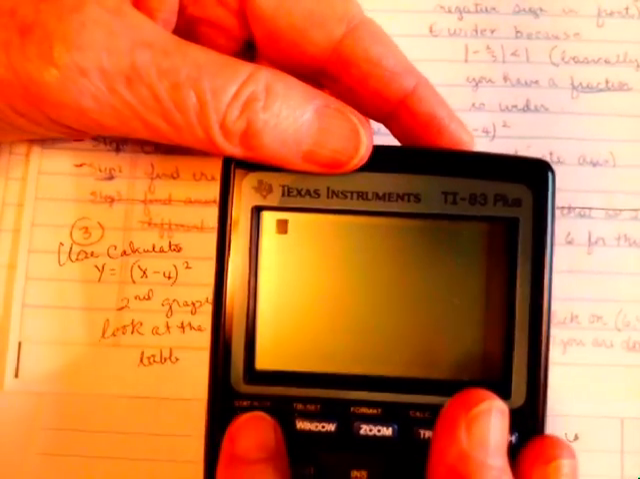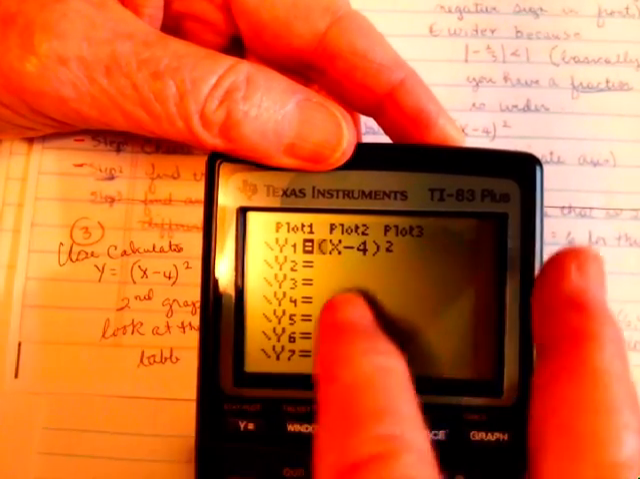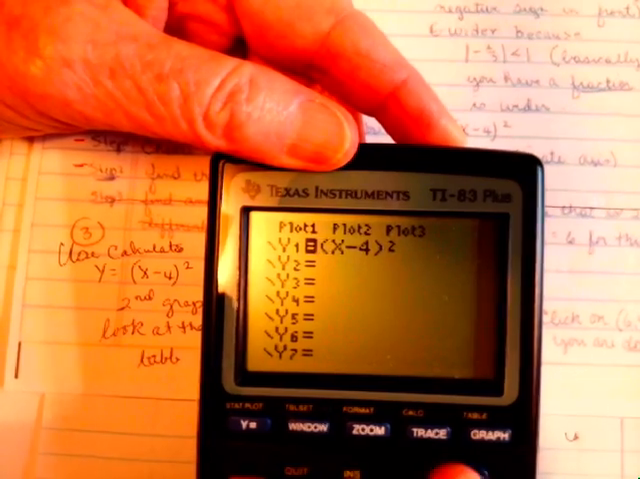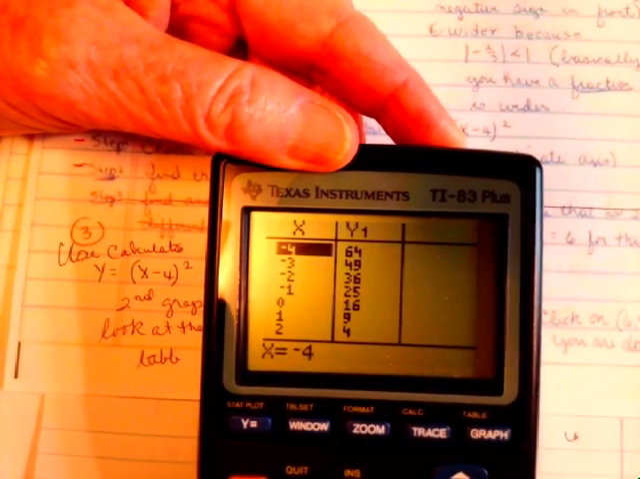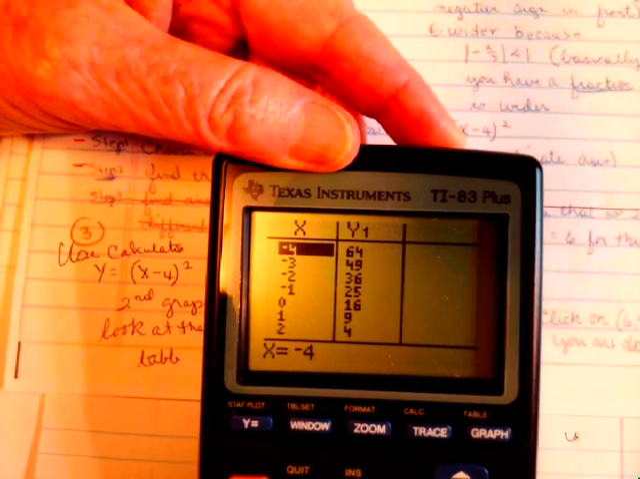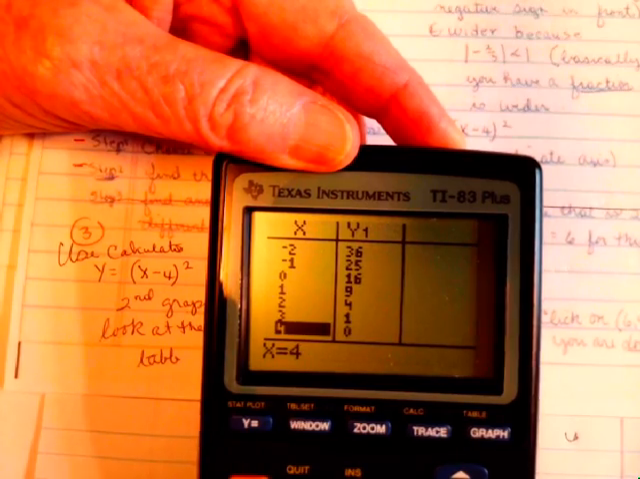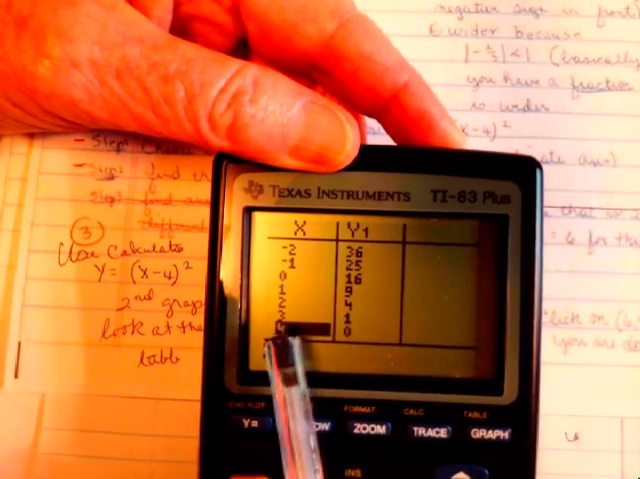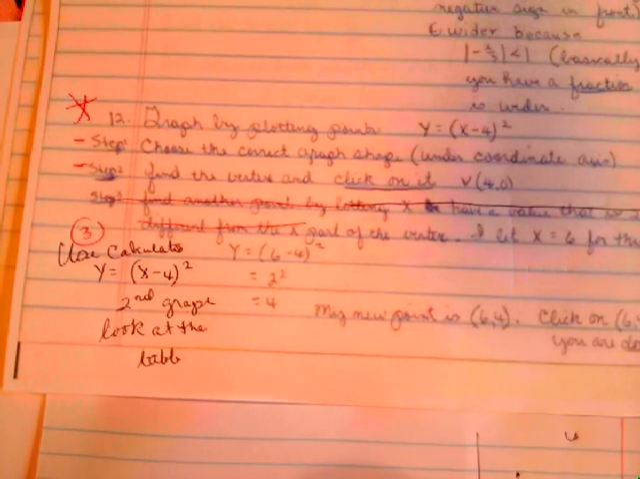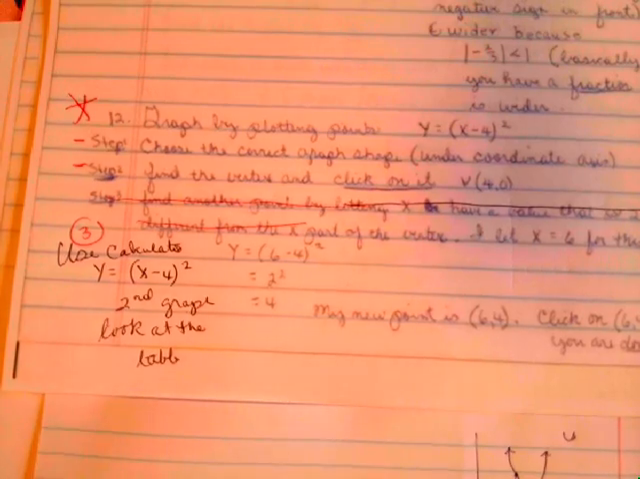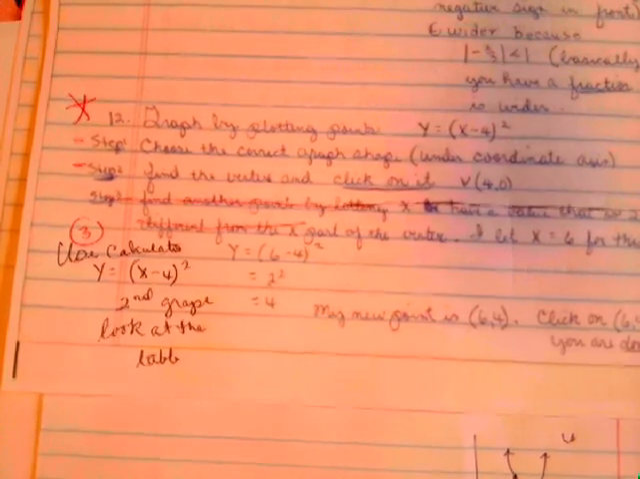So here I go. Y equals x minus 4 squared, second graph. I want to find something close to the vertex, so I'm going to go down here. I want something that's easy to click on. How about 3, 1 over 3 and up 1? When I do that, there is my graph. My math lab will pop your graph up there for you.